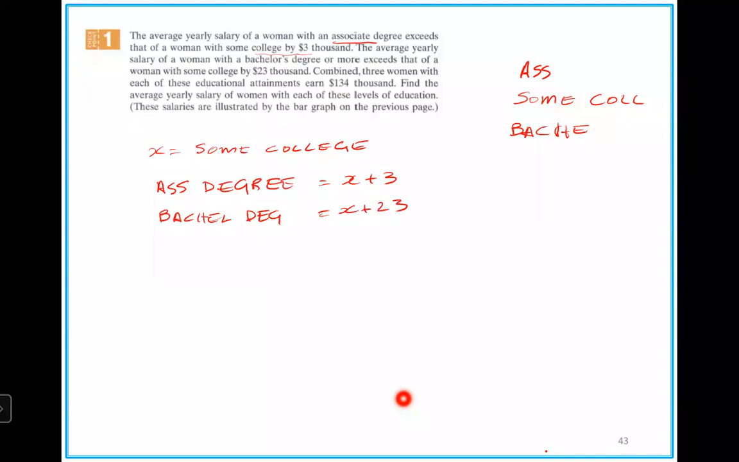All right, so we have the three different levels then, and based on what the question is saying, they give you the total amount that all three earn. What's that amount equal to? 134. Okay, so we could write our equation then as X plus X plus 3 plus X plus 23. So the first group of person here, the second group, the third group, and all that's equal to 134. All right, so work out what X should be then.